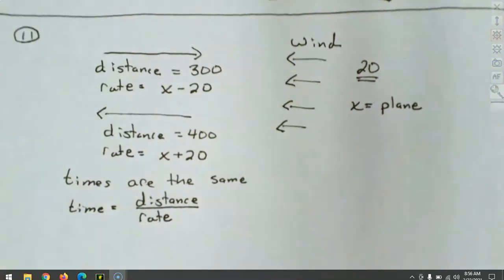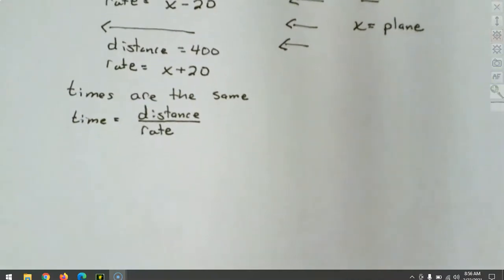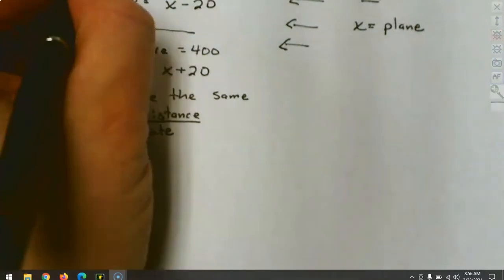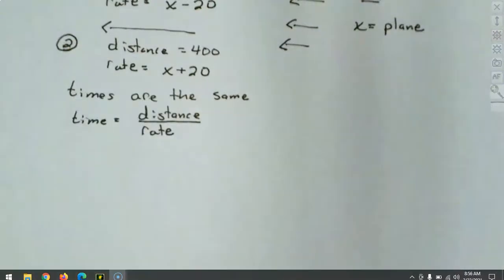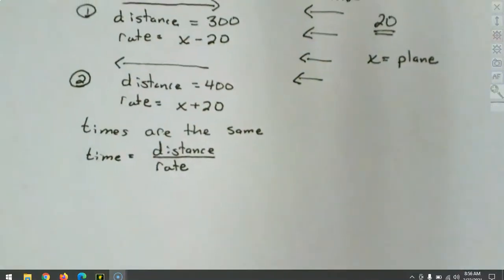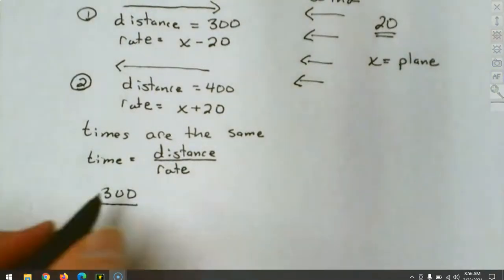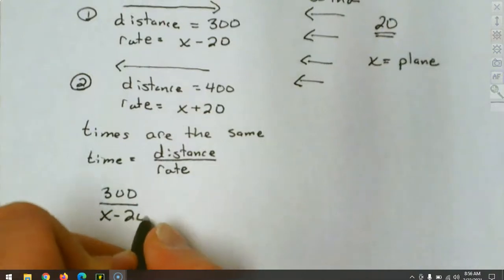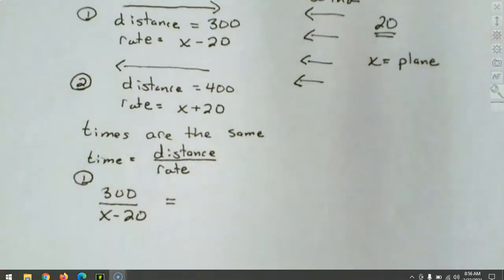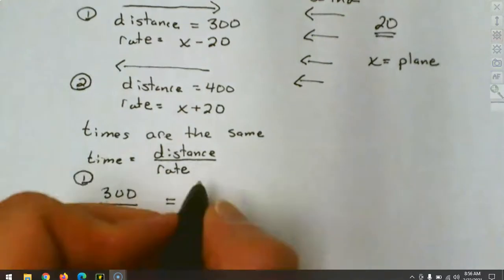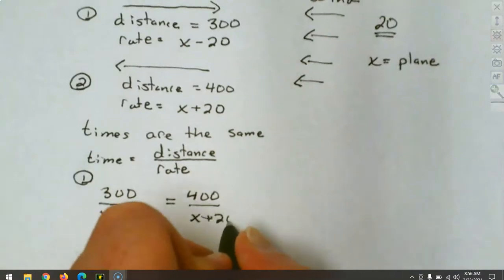I'm not going to solve this one completely out, but I will get you to the equation, and I will clear the fractions. So this will be 1, and this will be 2. Let's go back up and look at our first one. Okay, the distance is going to be 300. Rate of speed is x minus 20. That's going to equal our second one, which is that 400 over x plus 20.